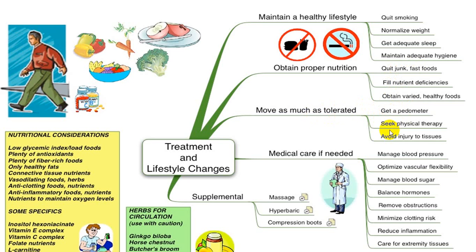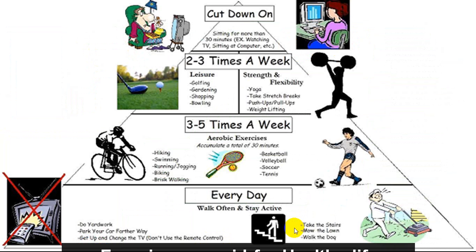Get a pedometer, do physical exercise, avoid injury, and as far as medical treatment is concerned, maintain blood pressure, manage blood sugar, balance hormones, remove obstruction, minimize the clotting risk, reduce inflammation, and take care of the extremities. There are some other treatments being tried, like massage, hyperbaric oxygen, and compressive boots. It will depend upon the amount of involvement, etc.